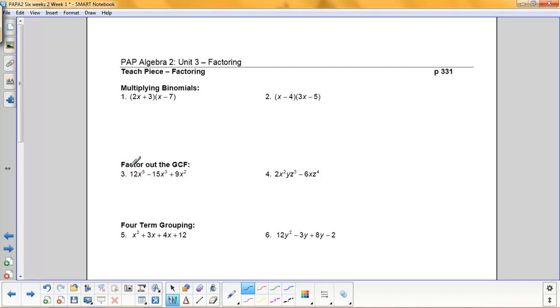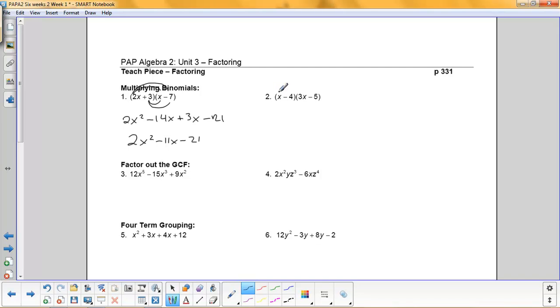Okay, in starting out with factoring, what I want to talk about first is how to multiply binomials together. First of all, it takes your distributive property. The first goes to the first, the outside goes to the outside, inside goes to the inside, and last times last, otherwise known as FOIL. 2x squared minus 14x plus 3x minus 21. Combine your like terms and you get 2x squared minus 11x minus 21.